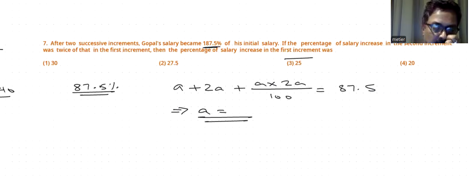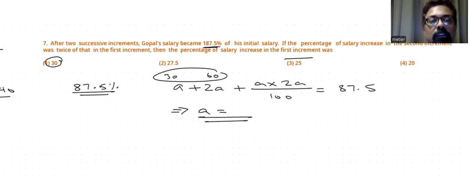Better call. Now, if A is 30, the first option, then this value will be 60. This cannot be our answer. If A is 30, this is 60. Obviously we already have 90 here, but we have to go up to only 87.5. So this cannot be our answer. 27.5, you have to skip it.